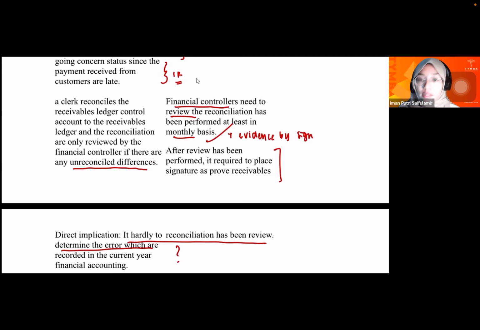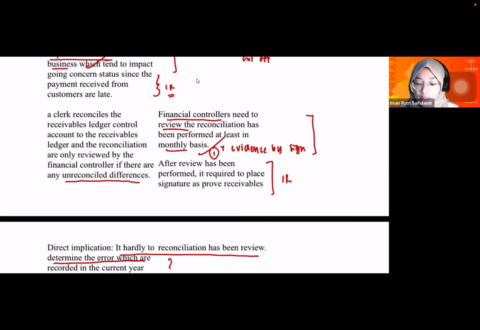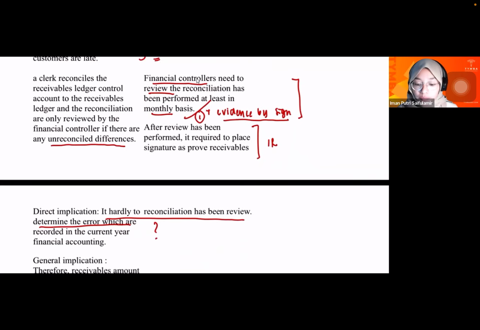Here, if you have this full sentence, you do not even have to say to prove the receivables or something like that. Okay, right now here is already complete. I can give this 1 mark. Okay, so this is basically irrelevant. You can just say it is evidenced by sign.